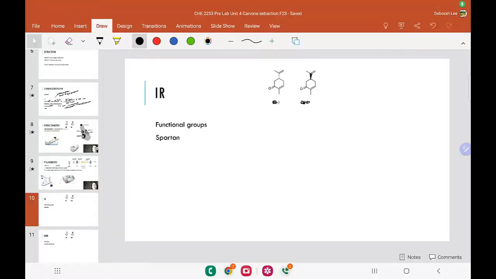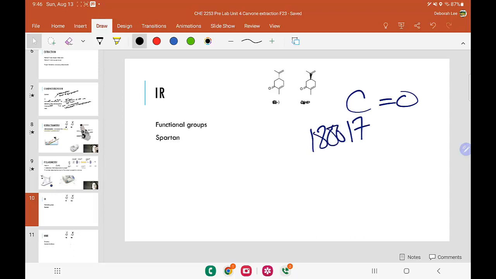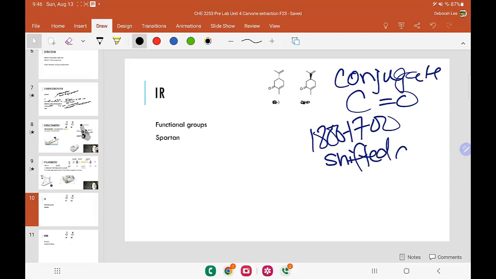You're going to be looking for a couple of different things. You're going to be looking for the carbon-oxygen bond, the carbonyl, which is around 1800-ish to 1700, but because it's next to another double bond, which is what we call conjugated, it may shift to a slightly lower number. And we can use Spartan to give you a tentative value.